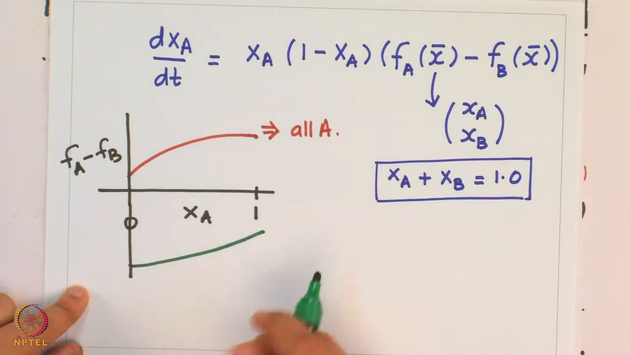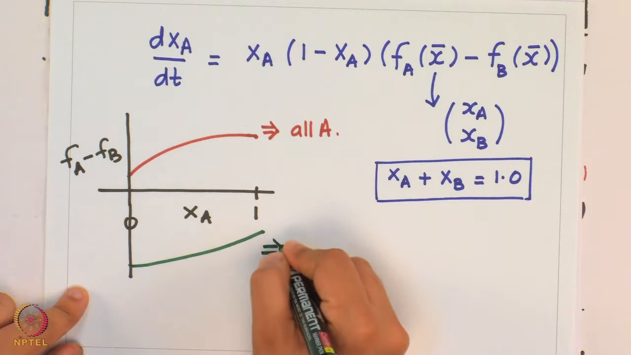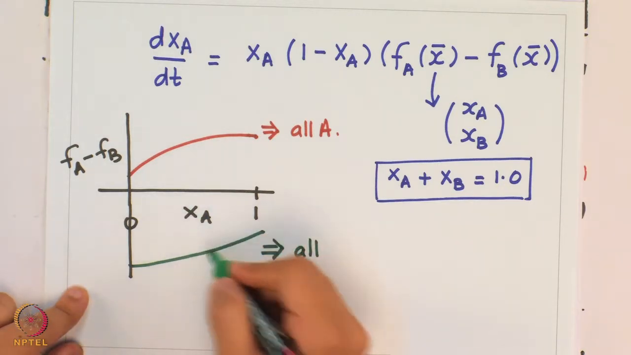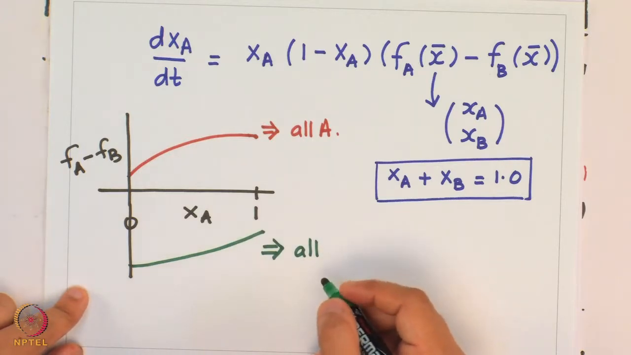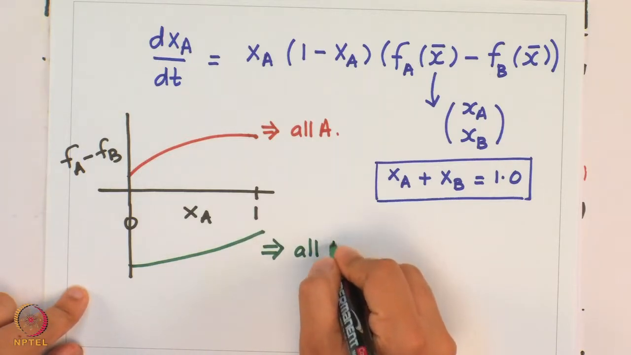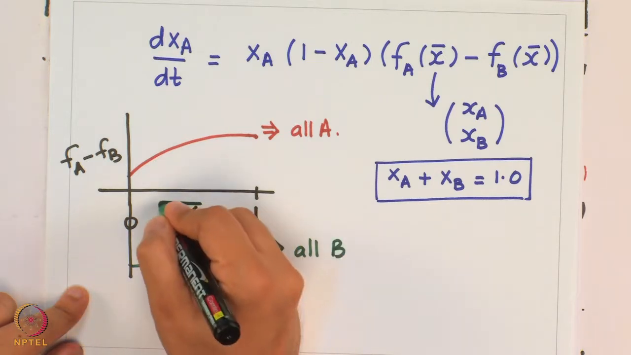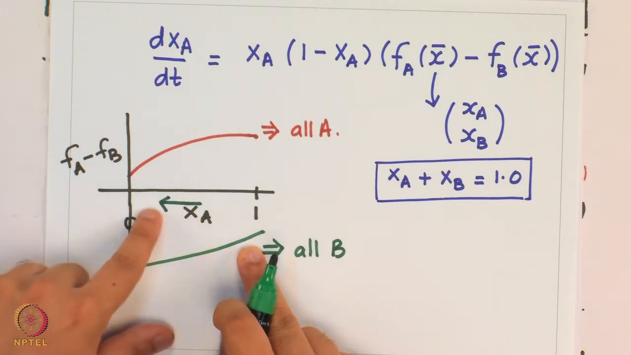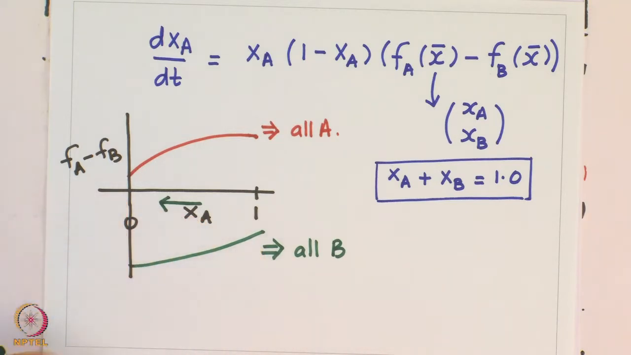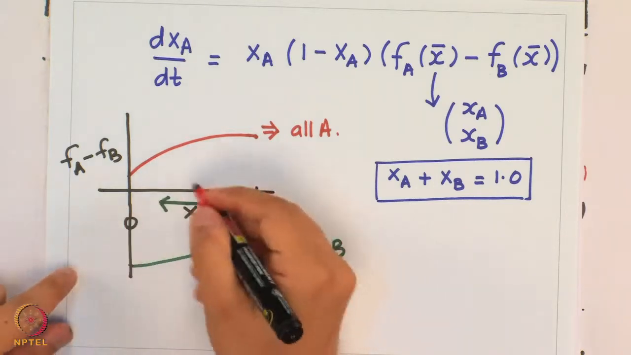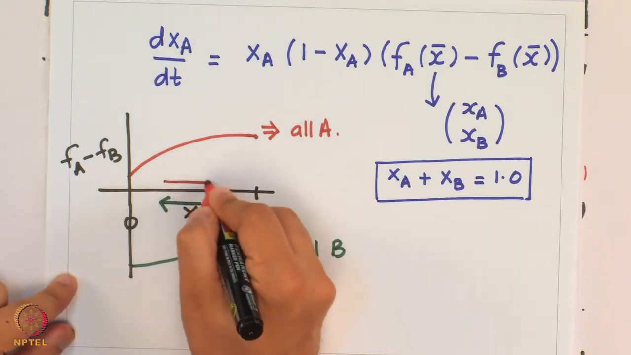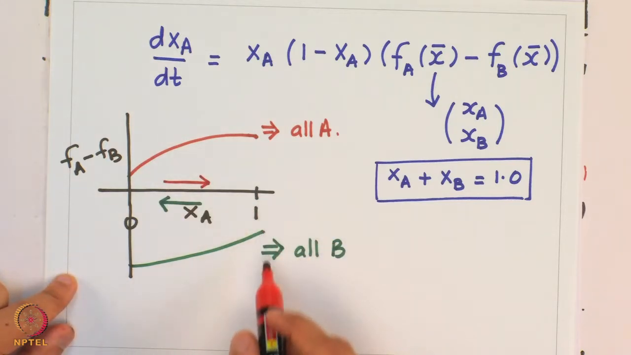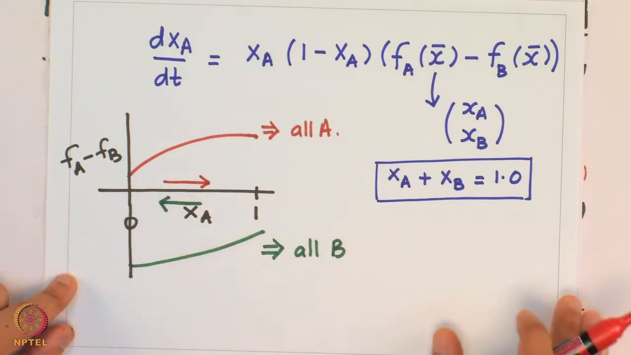Fa minus Fb was always less than 0, and this corresponds to a situation where any non-zero composition associated with the two genotypes moves to a situation where there is all B and no A. So, this particular condition ensures that the system moves in this direction towards Xa equal to 0, and Fa minus Fb greater than 0 ensures that system moves in this direction towards Xa equal to 1, which is all A, and this moves in this direction, which is all B.